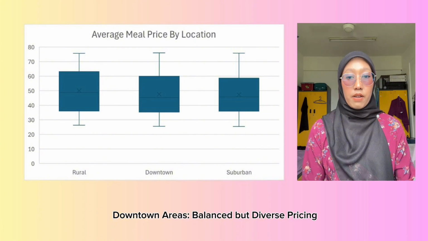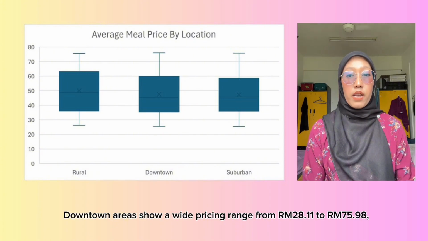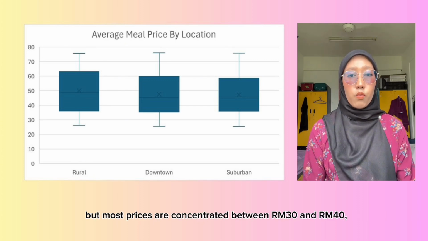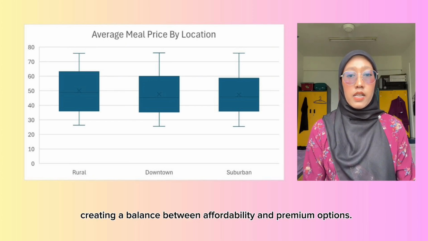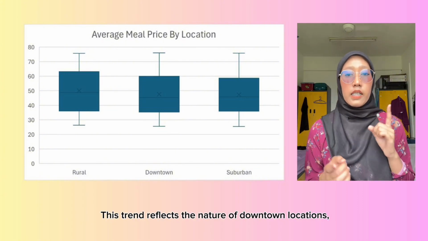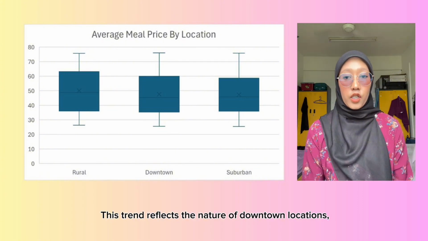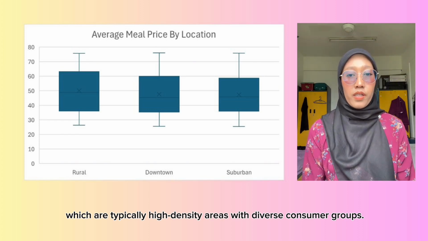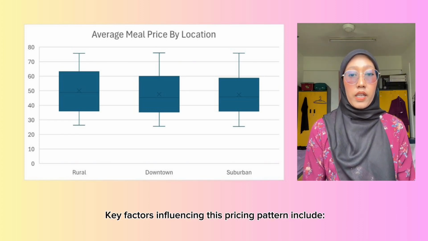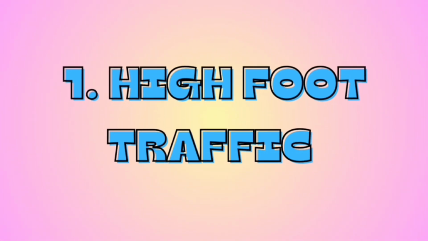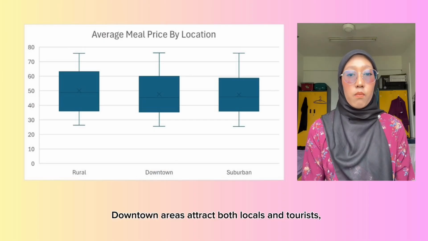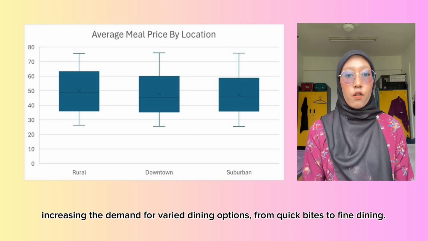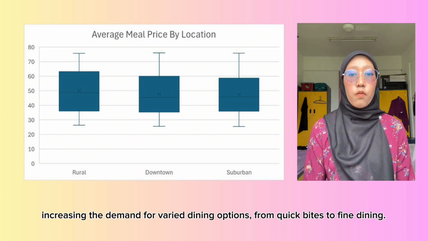Balanced but diverse pricing. The downtown area shows a wide pricing range from 28.11 to 75.98, but most prices are concentrated between 30 and 40, creating a balance between affordability and premium options. This trend reflects the nature of downtown locations, which are typically high density areas with diverse consumer groups. Key factors influencing this pricing pattern include, first, high foot traffic. Downtown areas attract both locals and tourists, increasing the demand for various dining options from quick bites to fine dining.